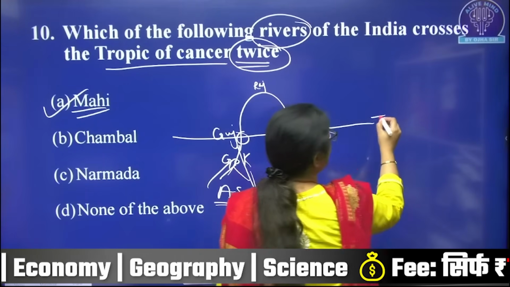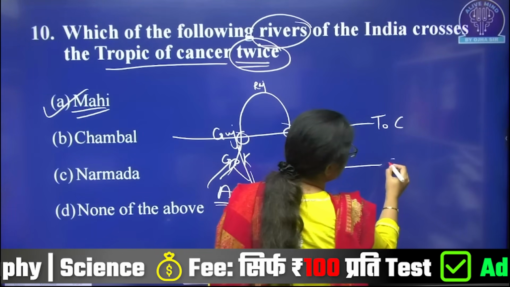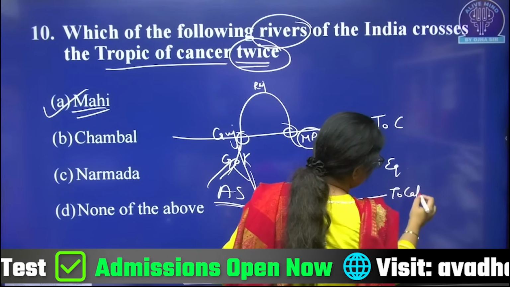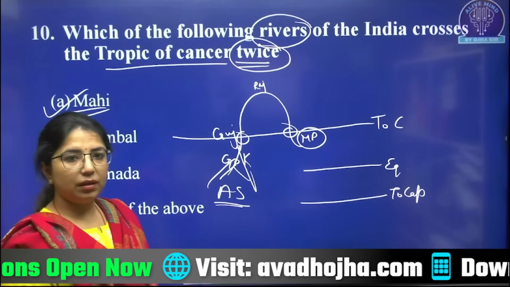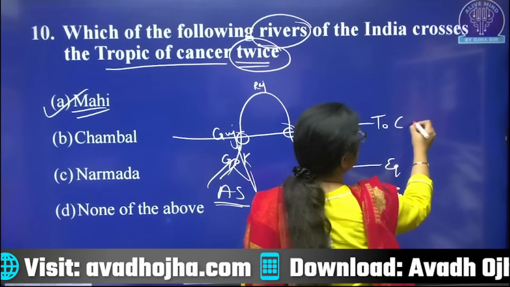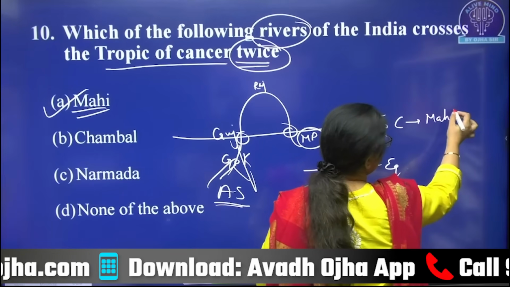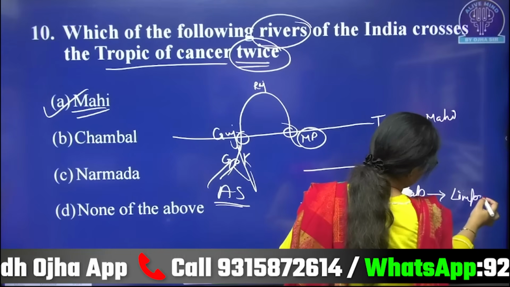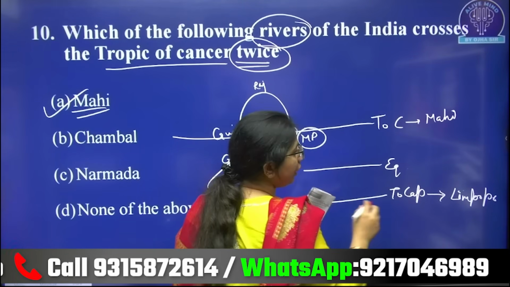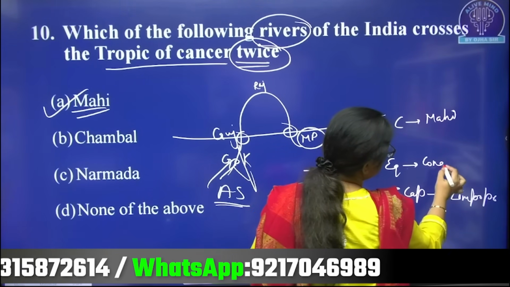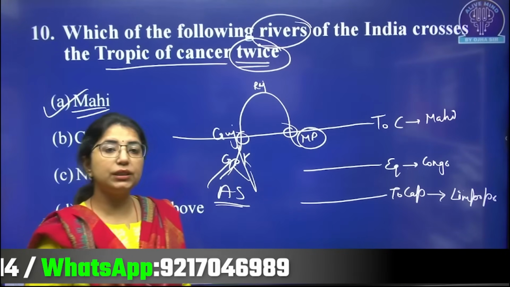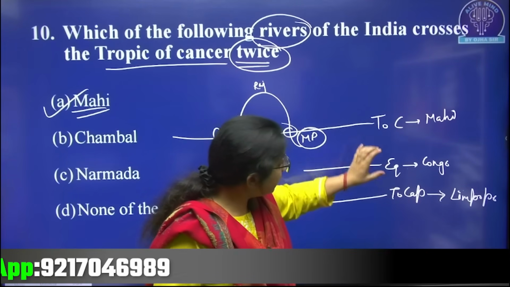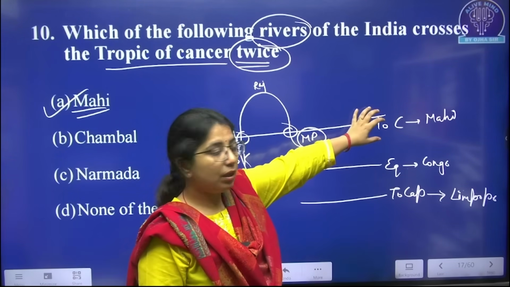Now you know about the Tropic of Cancer. What about the equator? And what about the Tropic of Capricorn? With respect to Cancer, it is the Mahi river. With respect to Capricorn, it is the Limpopo river of Africa. And with respect to the equator, it is the Congo river. I guess if I'm not wrong, yes, it is Congo. These three rivers cross these three important latitudes twice.